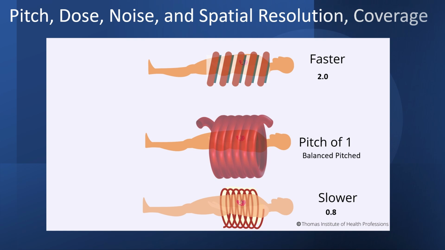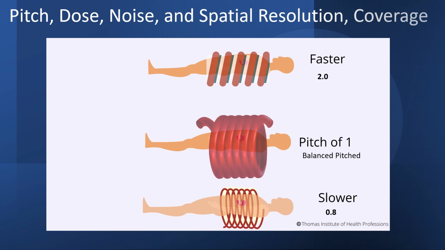At a pitch of 1, the table moves exactly the width of the beam per rotation. This is referred to as balanced pitch, typically yielding optimal image quality and dose. As you can see here, there are no gaps in slices, and also no overlapping of slices.